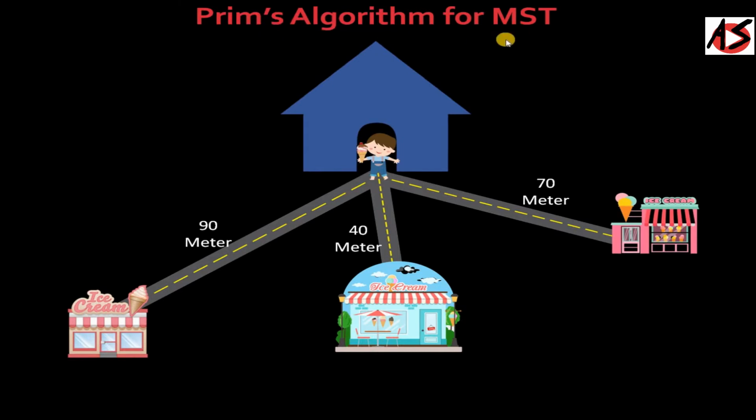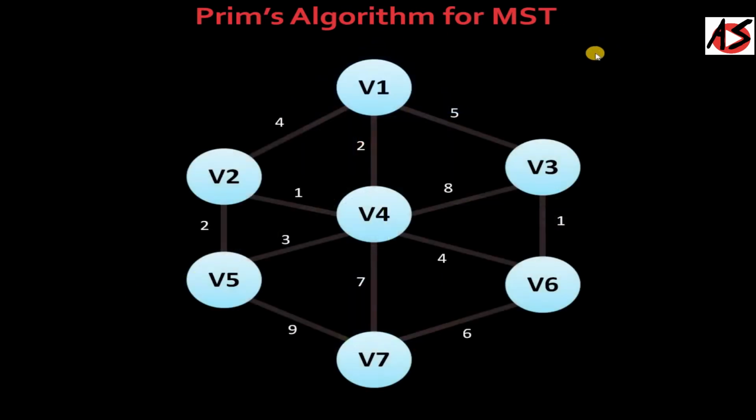Today we will see how to construct a minimum spanning tree using Prim's algorithm. Here we have a graph, and in the previous video we constructed the minimum spanning tree using Kruskal's algorithm. But in Kruskal's algorithm we have to sort all the edges before finding the MST. The second thing you have to take care of in Kruskal's algorithm is to avoid cycles. But Prim's algorithm gradually constructs the minimum spanning tree.